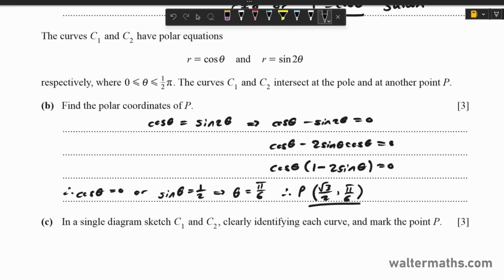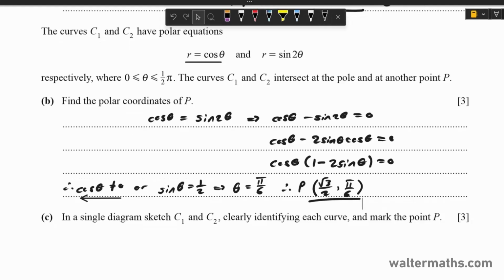Cos theta cannot be equal to 0 because r is cos theta and r cannot be 0. So here we have no result. So the only one we will get is this one here. These are the coordinates of P. Let's move on to part C.